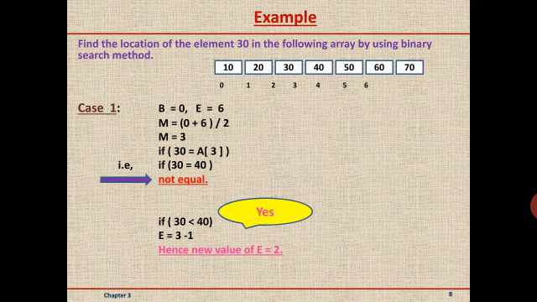If it is not equal, then we go to the next step and check whether 30 is lesser than 40. Yes, 30 is lesser than 40 here. Hence, we change the value of E as 3 minus 1. That is, the new value of E is now 2. Since we did not find the element 30 in the first case, we should go to the second case.